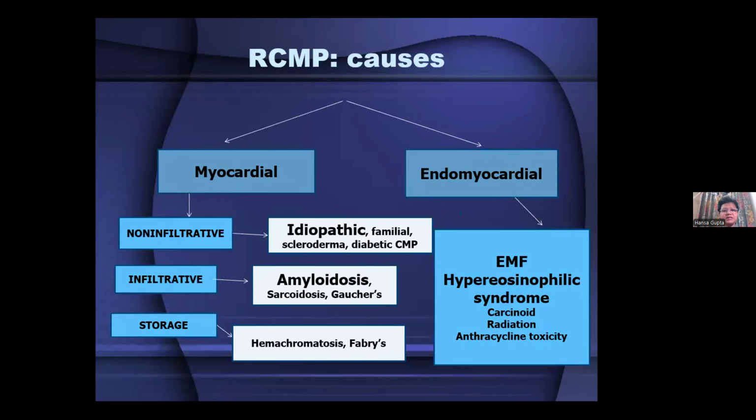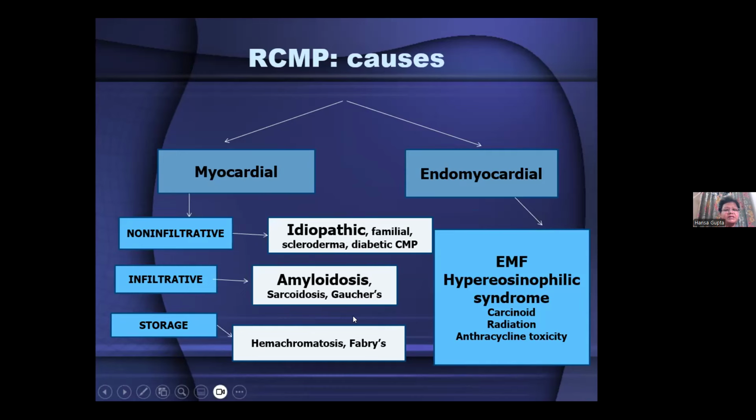So the causes: there can be myocardial causes, there can be endomyocardial causes, non-infiltrative, and infiltrative storage disorders, in which idiopathic is important, amyloidosis is important, then the storage disorders: sarcoidosis, Gaucher, hemochromatosis. Time does not permit to discuss all this, but you must understand the basic physiology of RCM, which may be because of all these things.